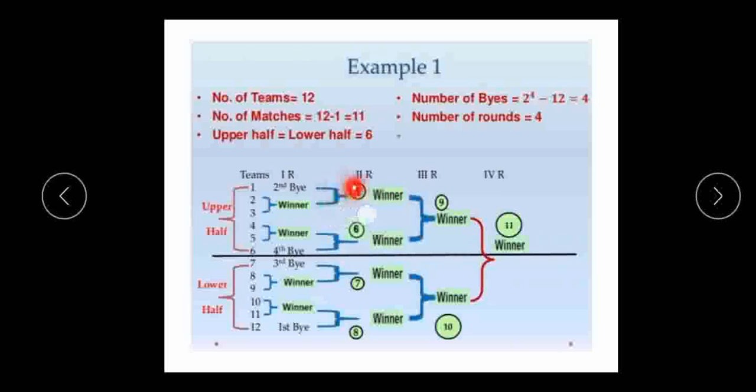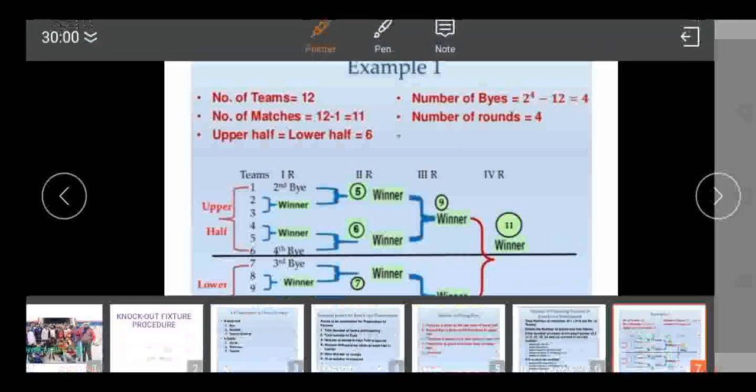Next is the third round. This winner and this winner, the quarter final, there are 4 teams. 2 teams play each other, the next 2 teams play together, and after that we get the winner. It should be clear. This is the first example.